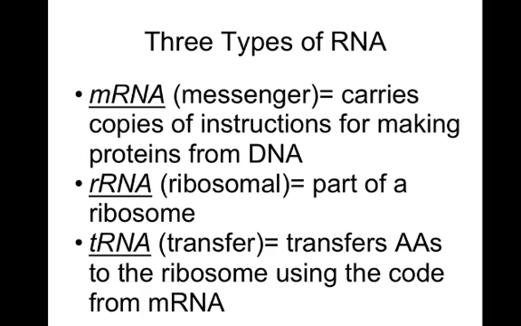rRNA deals with ribosomes. You find these in the ribosomes. If you remember what the function of the ribosome is, it's the organelle in cells that makes proteins, which is why we're talking about it now. tRNA is transfer RNA, and what transfer RNA does is it brings the amino acids over to the ribosome using the message that it got from the mRNA. We'll learn more about this process in a later slide.